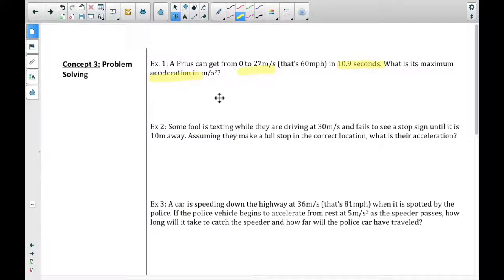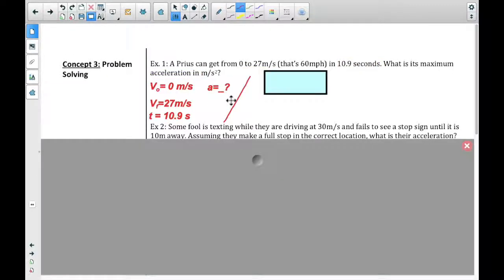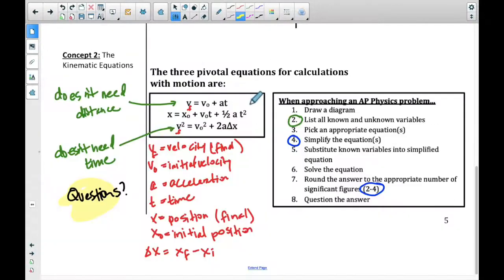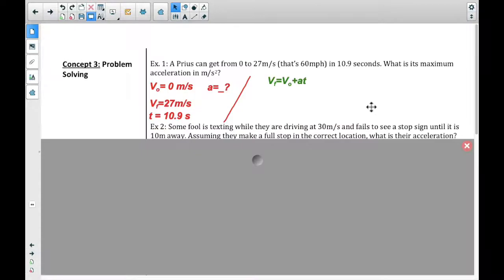Take a second right now to fill in what you would do for each of those. You should have filled in initial velocity is 0 meters per second, final velocity is 27 meters per second, time is 10.9 seconds, and we are looking for acceleration. If you go back to the other page and look at the equations, can you pick which equation you should use? As you look at that list of equations, you should have chosen this equation. Final velocity is initial velocity plus a times t.